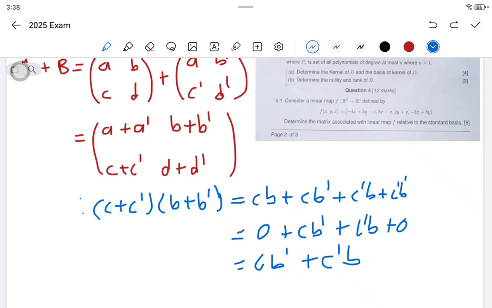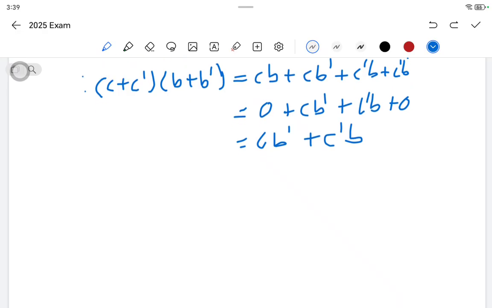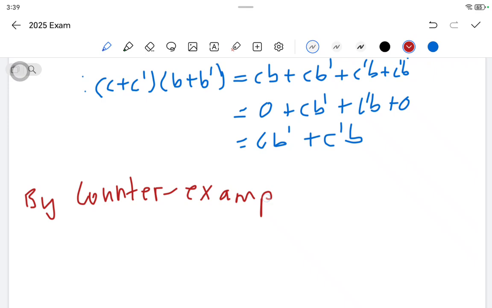So what we need to do now is look for a counterexample, because we don't know what this is. The moment you get to a point like this, you must know that obviously there's something wrong here, or this thing might not hold. So you come here and say, by counterexample. And the counterexample that you must choose, you must make sure that it disagrees with this question, or that it disproves.